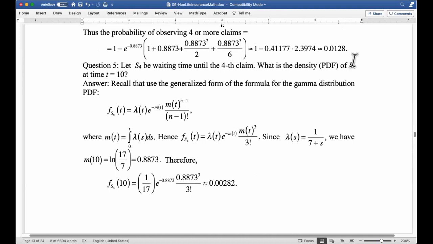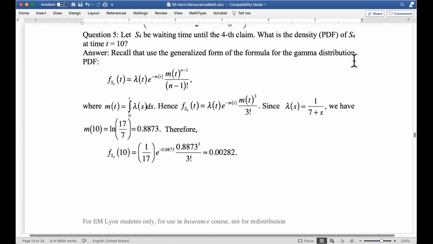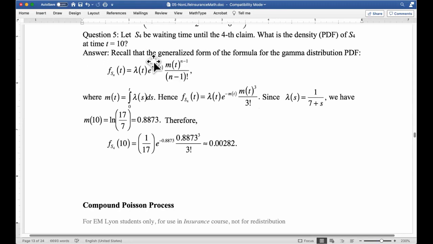Now let S4 be the waiting time until the 4th claim. What is the density of S4 at time t equal to 10? Recall the generalized form of the formula for the gamma distribution.